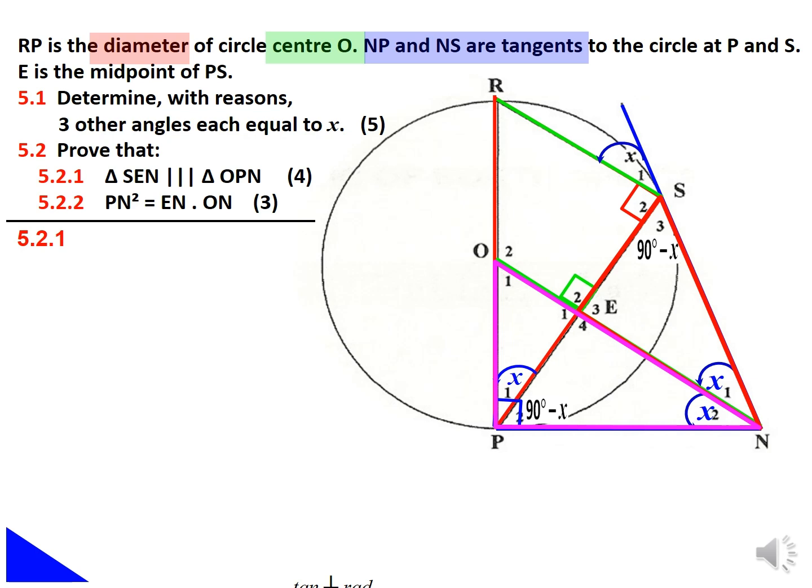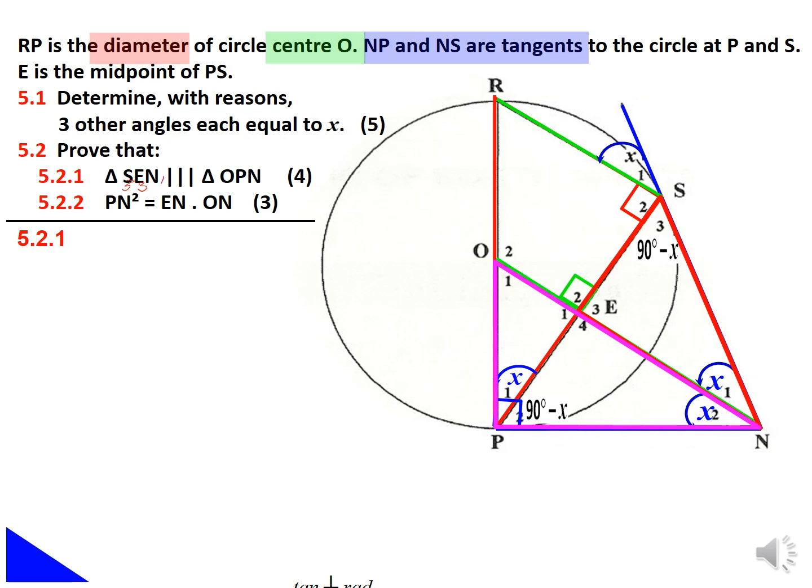Now, triangle SEN. So the triangle SEN, at point S, there is angle S3, just to notice that one. Then at E, there is E3, and at N, there is N1.